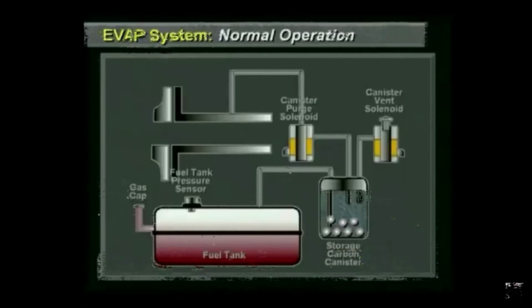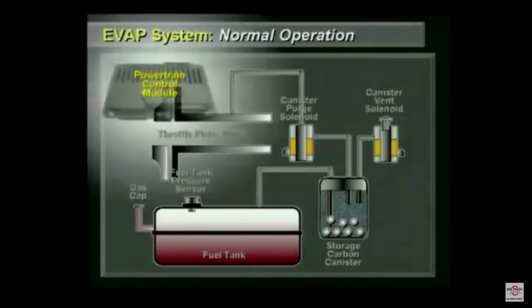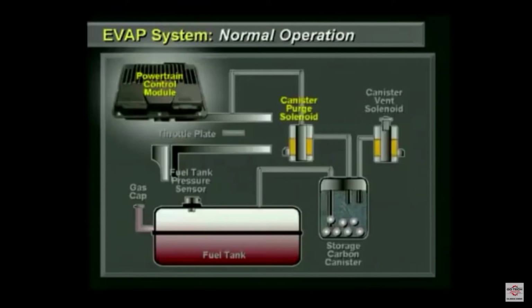Then, when the driver is cruising down the highway, the throttle plate is open, so the BCM tells the canister purge valve and the canister vent solenoid to open. When the purge valve opens, the fumes are drawn from the canister and from the top of the fuel tank. When the vent solenoid opens, atmospheric air is drawn into the canister, where it's mixed with the fumes. This mixture is drawn into the intake where it's burned during the combustion process.